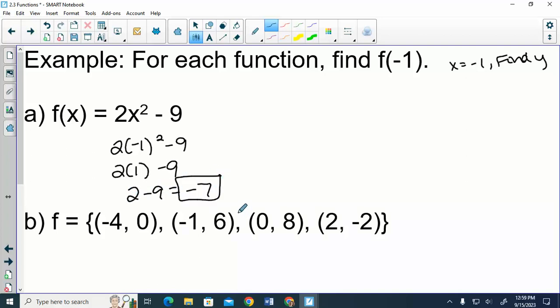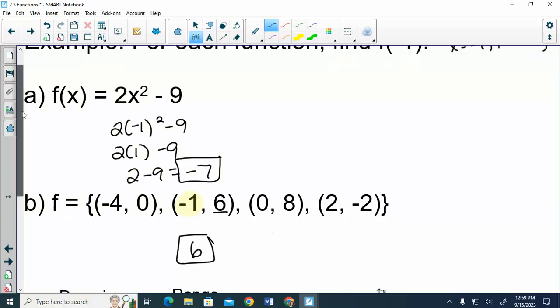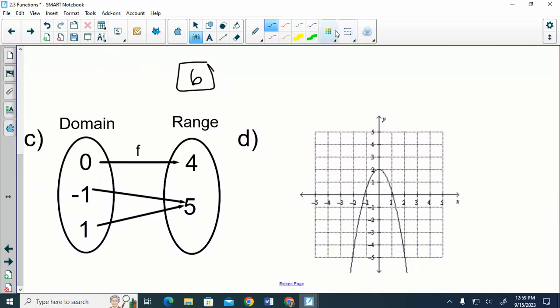Negative 7 for the first. Second one, we're looking for the point when x is negative 1, and we need the y value. So that should be a 6. Third, the point when x is negative 1, give the y value, so that one should be 5. And the last one, we're looking for when x is negative 1. So the point on the graph when x is negative 1 is about right here. What's the y value of that point?